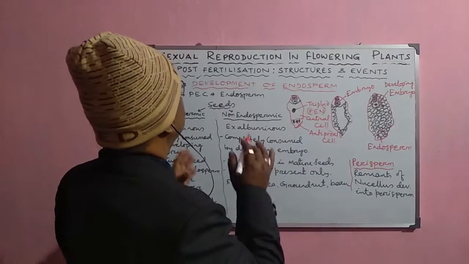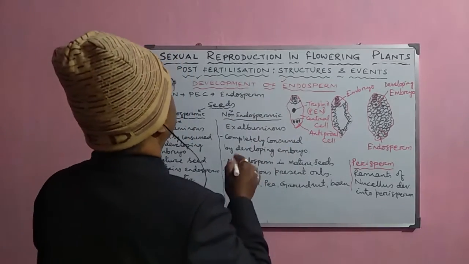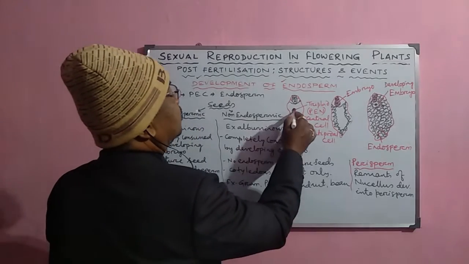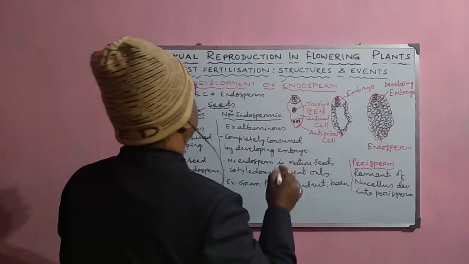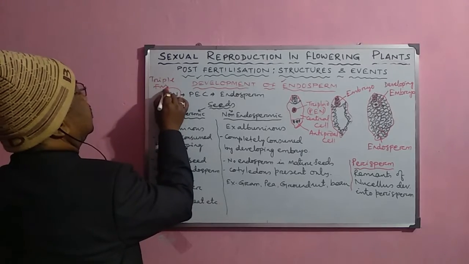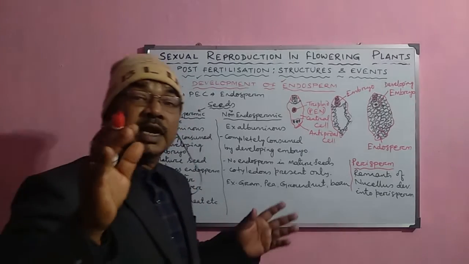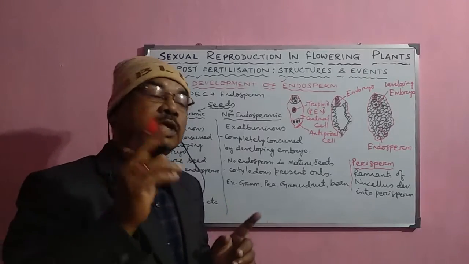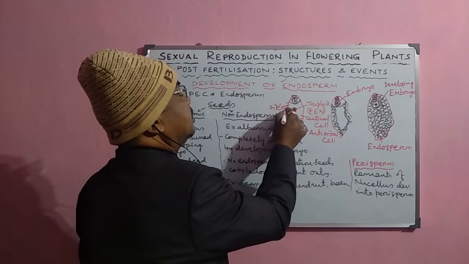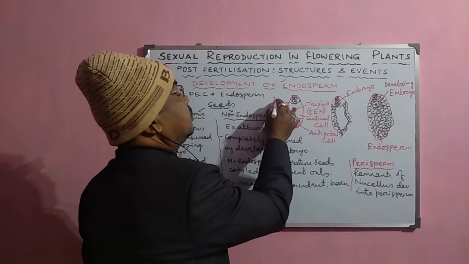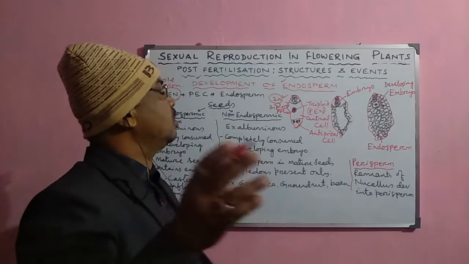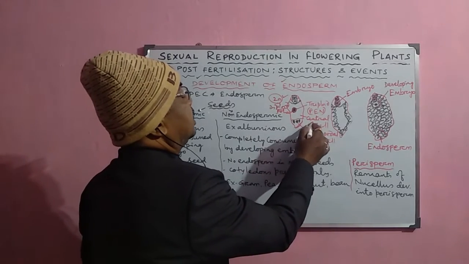Now the endosperm develops from the primary endosperm nucleus, and this primary endosperm nucleus develops by the process of triple fusion. During triple fusion, what happens? The second male nucleus, or second pollen nucleus, fuses with the diploid polar cell. Earlier it was the diploid polar cell having 2n chromosomes, because two haploid nuclei fuse together to form this diploid polar cell. It is in the central cell.